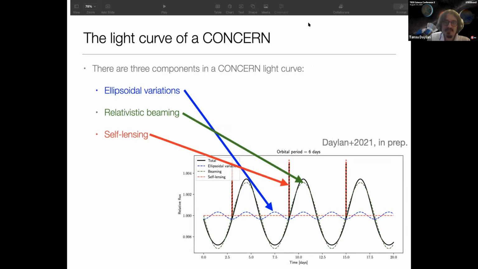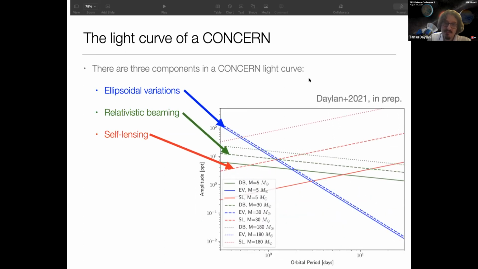So, quick introduction. A CONCERN looks like the following in a TESS light curve. It's got three components. It's got the ellipsoidal variation due to the tidal stretching of the main sequence companion. Then it's got Doppler relativistic beaming, shown with green here, that is at the orbital frequency. So it's almost a cosine at the orbital frequency. The ellipsoidal variation is actually another sinusoid, but at twice the orbital frequency. And then self-lensing is, as I said, a train of pulses shown with red here that essentially happens once every orbit at the rise of the Doppler beaming component.